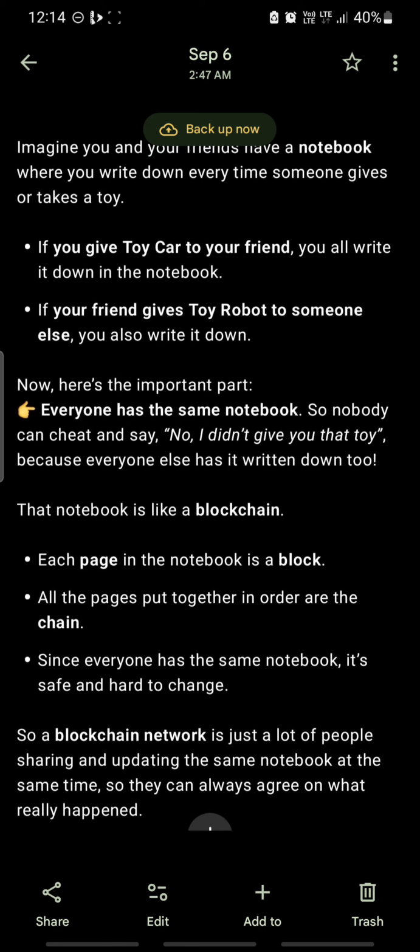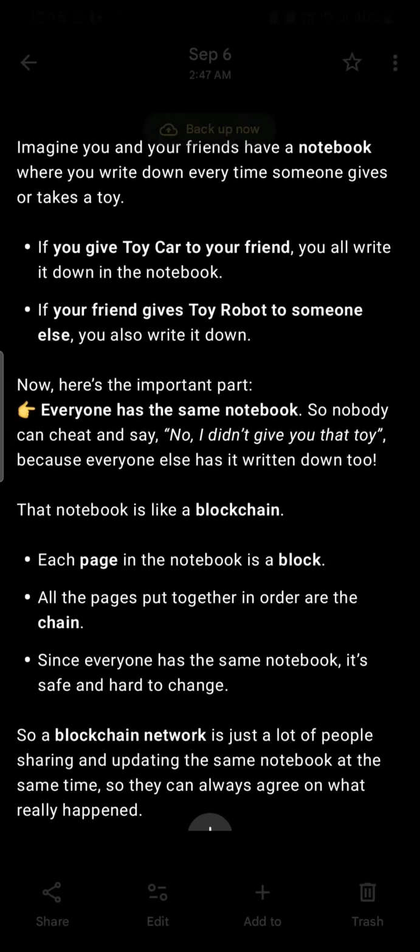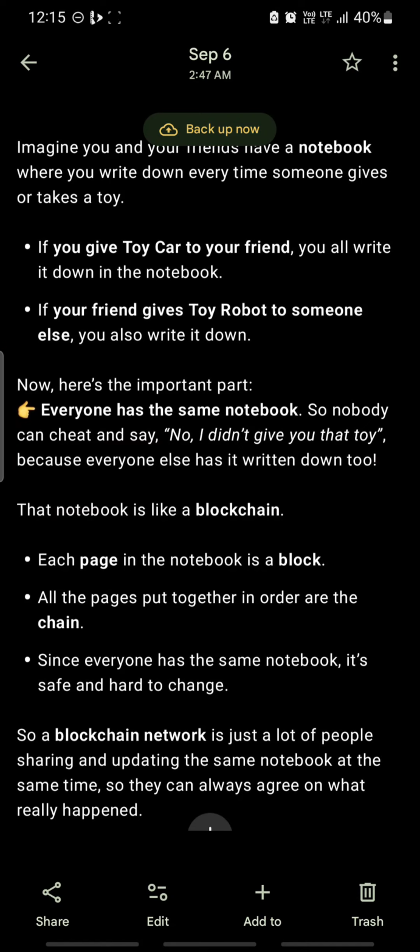Without wasting much of your time, I will dive straight into what's on my screen right here. Imagine you and your friends have that same notebook that I was discussing, where you write down every time someone gives or takes a toy. If you give a toy car to your friend, you all write it down in the notebook. If your friend gives a toy robot to someone else, you also write it down. Now, here's the important part. Everyone has the same notebook, so nobody can cheat and say, no, I didn't give you that toy, because everyone else has it written down too.